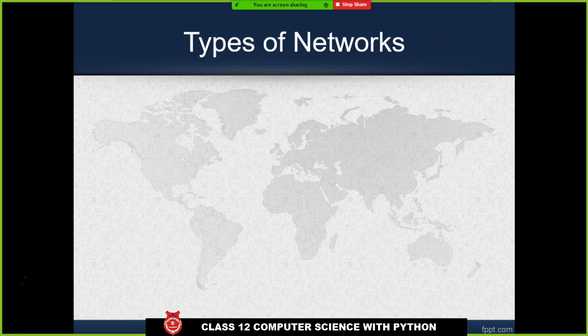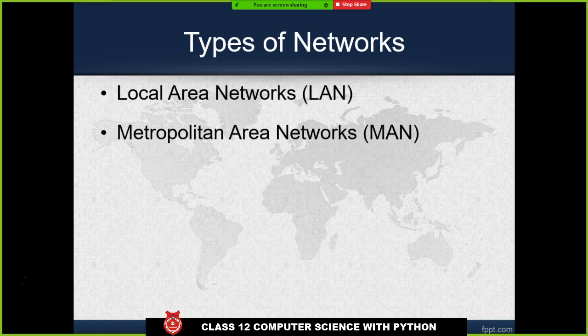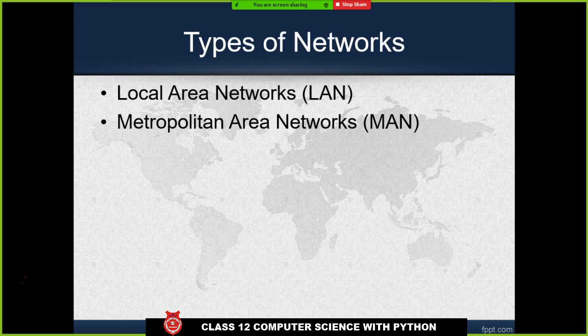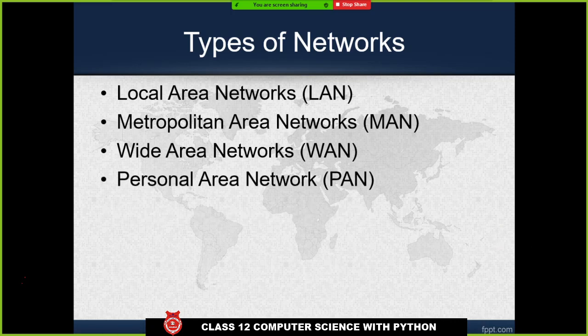And now let's talk about the different types of network. We have local area network, which is known as LAN. We also have metropolitan area network, which is known as MAN. We have wide area network, which is WAN, and we also have personal area network. All right. So we are going to study all these things in details.